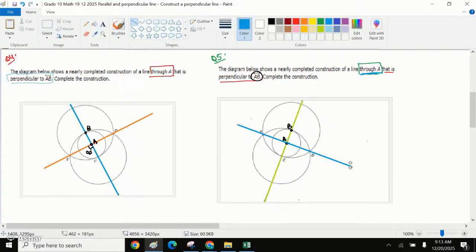So what we do is we just extend the line so that it's much more clearer to us. That means if the line AB was the green line, we had to draw a perpendicular line that was passing through A. That means it cuts the line AB at right angles. Okay, this would be your answer. You just need to make a perpendicular line.